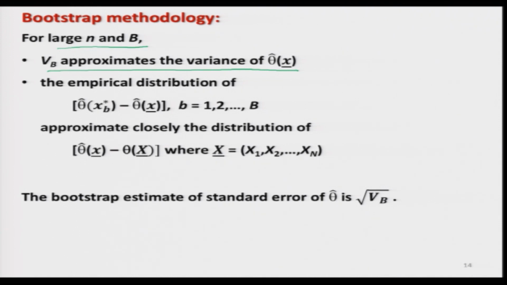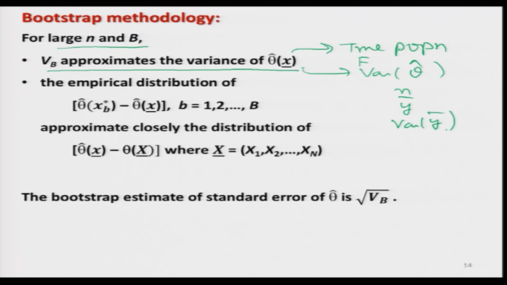That means, suppose you knew the true population, that is, suppose you knew the capital F. From this capital F you try to find the exact variance of theta hat, means you compute theta hat and then find its exact variance, just like we did in the case of simple random sampling, where we had a population, drew a sample of size n, computed y bar and then computed the variance of y bar, right.